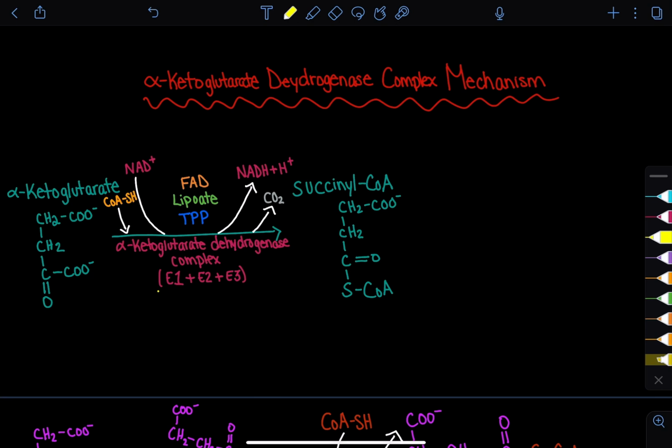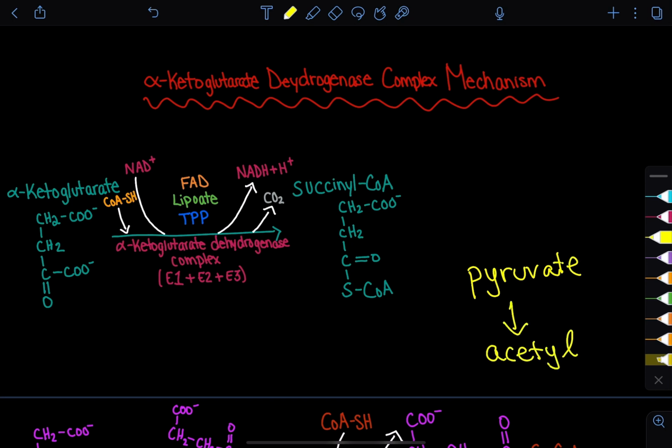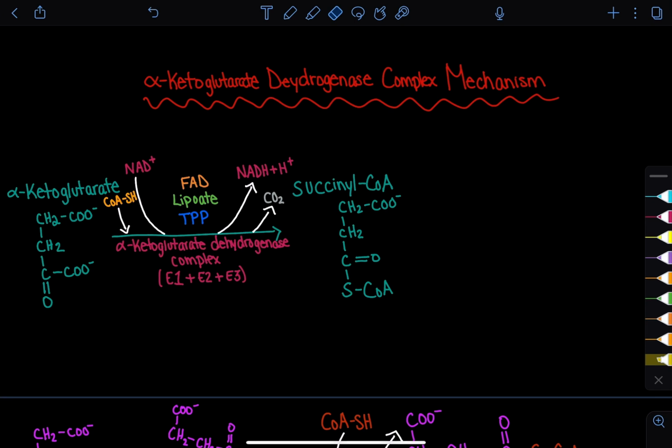So the mechanism is going to be similar to that of pyruvate dehydrogenase, but we're just going to use different molecules in this case. When we talked about pyruvate dehydrogenase, we were using the compound pyruvate, and we were converting pyruvate into acetyl CoA. But when we use alpha-ketoglutarate dehydrogenase, we are going to convert alpha-ketoglutarate into succinyl CoA. So essentially, the mechanism is the same, just the molecules are going to be different. So we begin our journey of this mechanism.